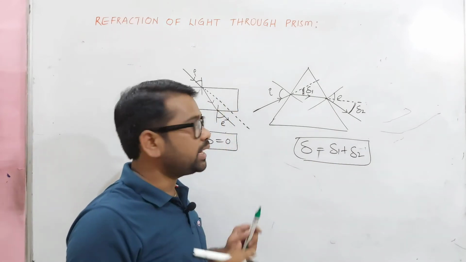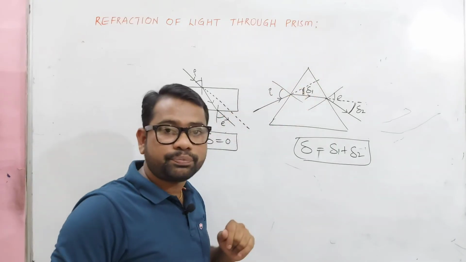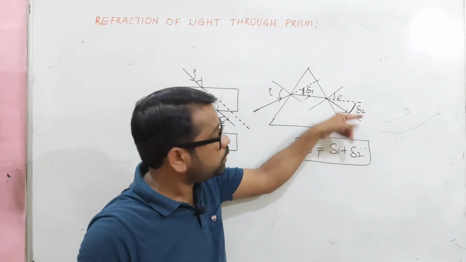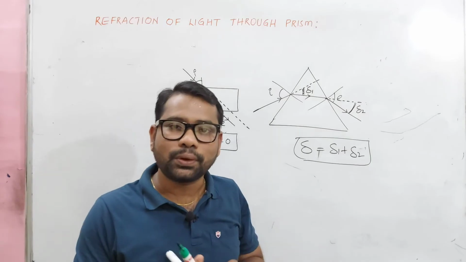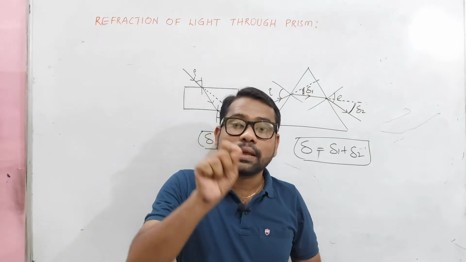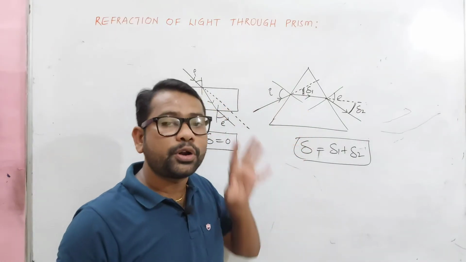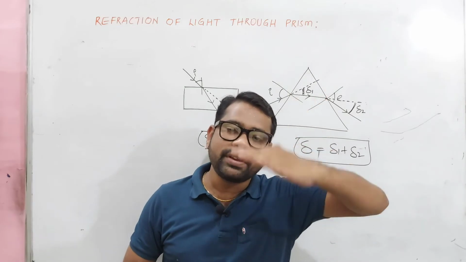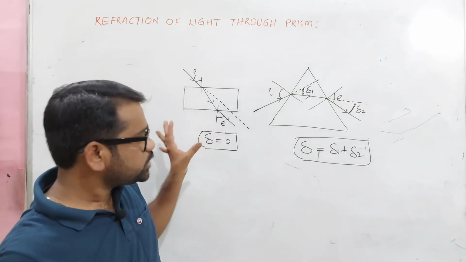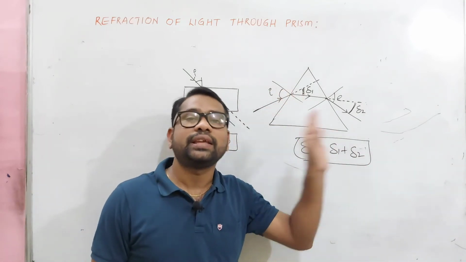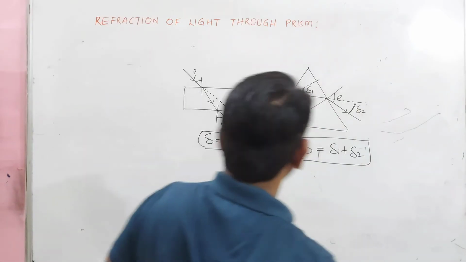So here we have to notice that at the first refracting surface, the refracted ray is bending towards the base of the prism. At the second refracting surface also, light is bending towards the base of the prism, which means there is a deviation. So the main difference is that the glass slab does not produce a deviation in the incident ray, but the prism will produce a deviation, that too twice, with the light ray moving towards the base of the prism. So here there is no deviation, but here there is a deviation. This is the difference between refraction through a glass slab and refraction through a prism.